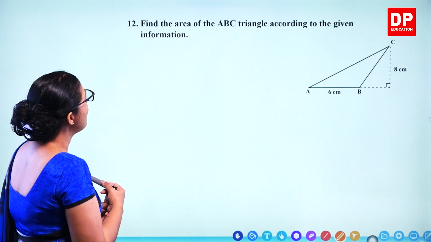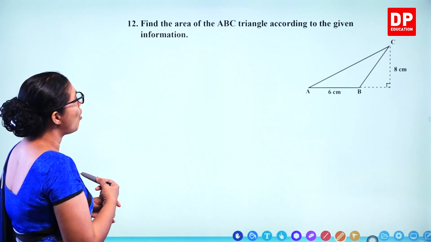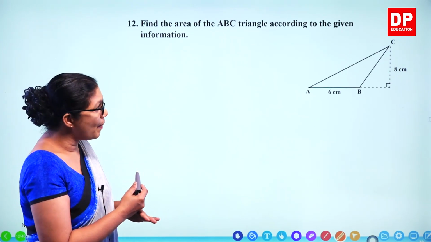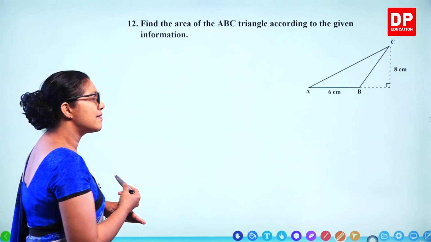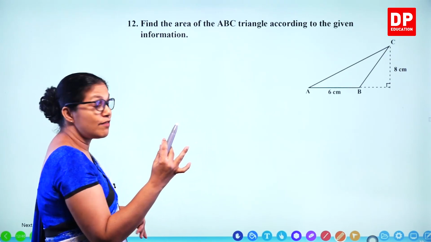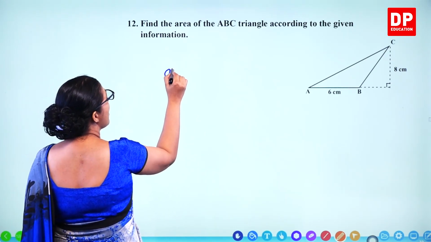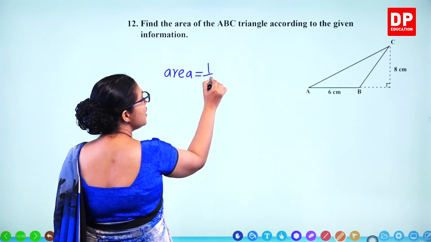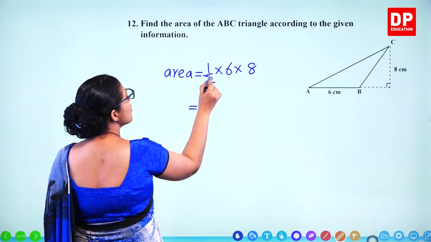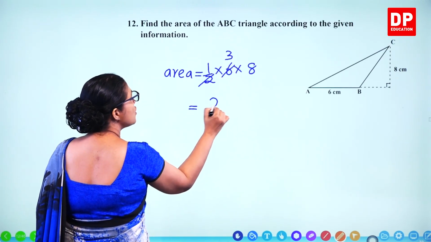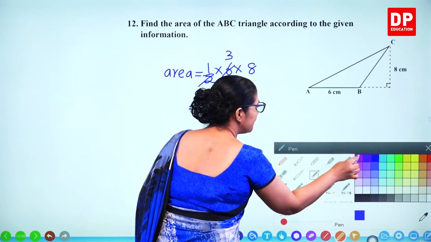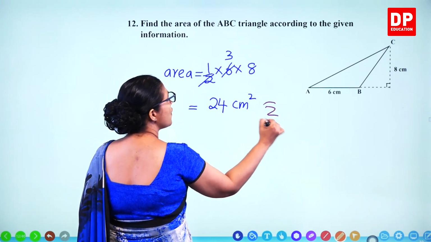Question number 12. Find the area of triangle ABC according to the given information. Base is 6. What's the perpendicular height? That's 8. This is an obtuse angle triangle. We can draw the perpendicular only outside the triangle. So area becomes half into base length 6 and the perpendicular height is 8. Half of 6 is 3, 3 times 8, 24 square centimeters. So 2 marks for that.